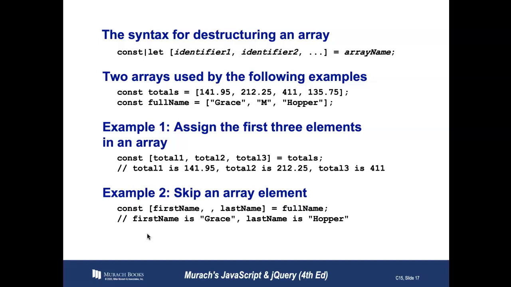So total1 would be 141.95, total2 would be 212.25. So it's almost like the array can be reversed. It can be converted backwards and forwards between literal and actual array. Now, if we look at example 2 and we want to skip an array element, we can do first name, then empty, and last name equals full name. Hopper. So what we get here is Grace Hopper without the middle name because we've skipped the middle array element. We're only grabbing the things that we want.